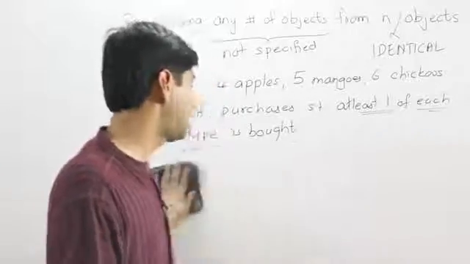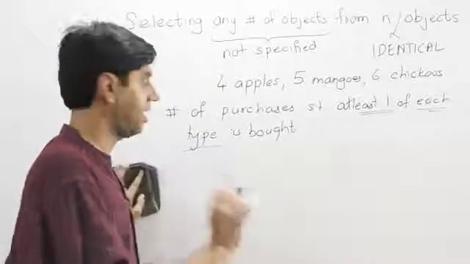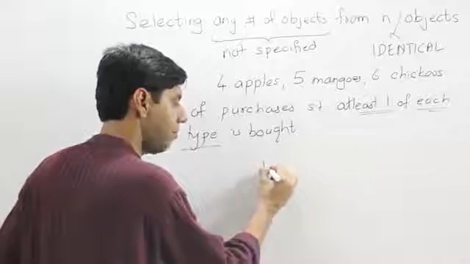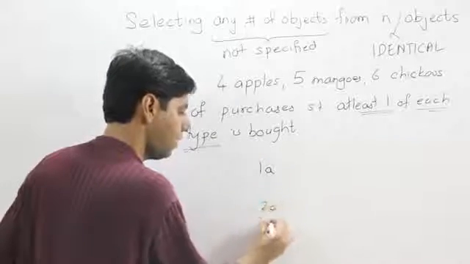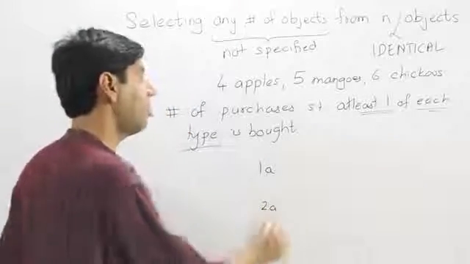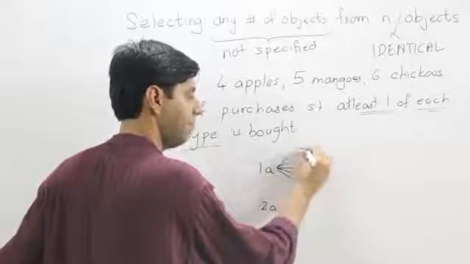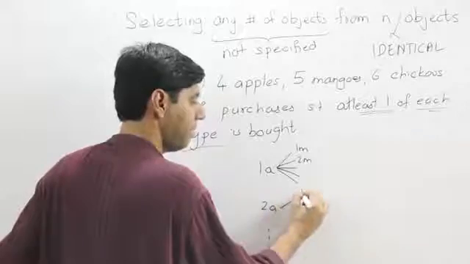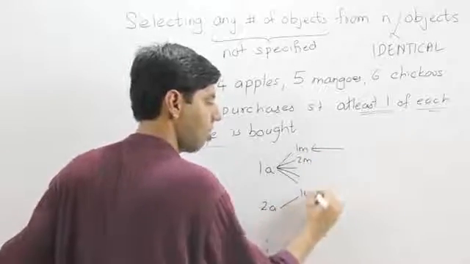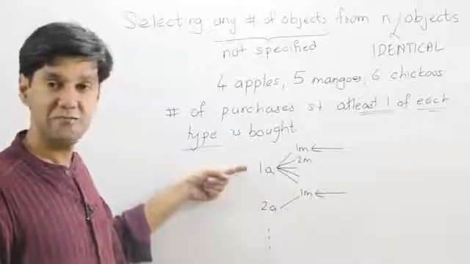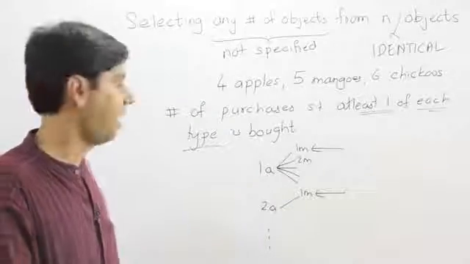However, I would still ask you to think in the tree structure. With apples, the 4 different ways are, I could buy 1 apple or 2 apples and so on. Having bought an apple, there are further 5 different ways of purchasing a mango. 1 mango, 2 mango, 1 mango. Why is this method different from this? Both have 1 mango, but in this purchase I have 1 apple, whereas in this purchase I have 2 apples.